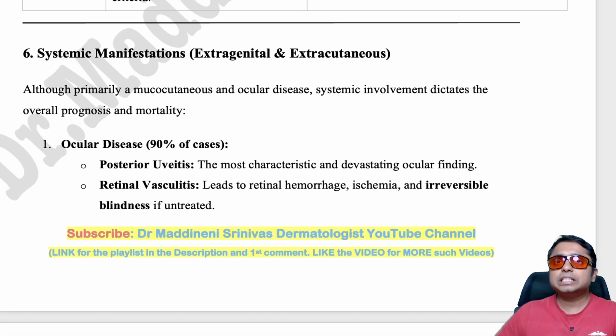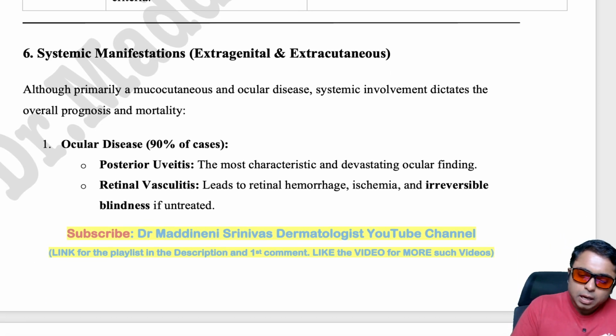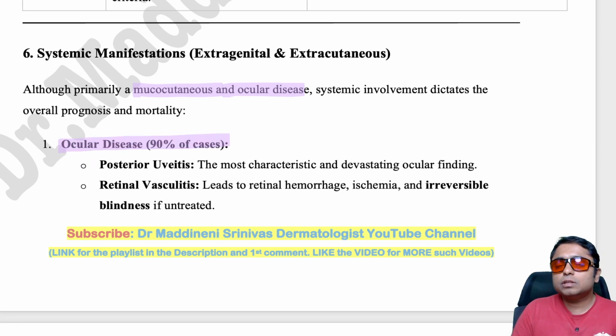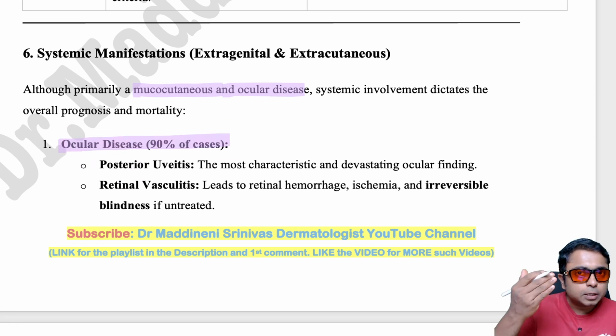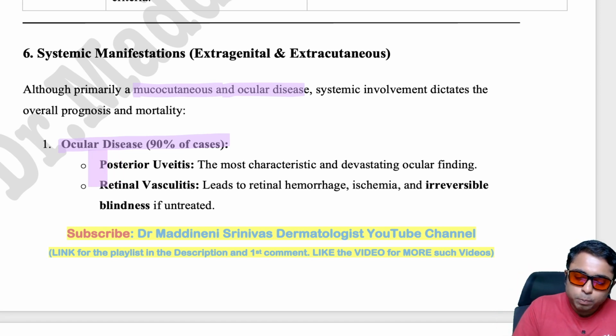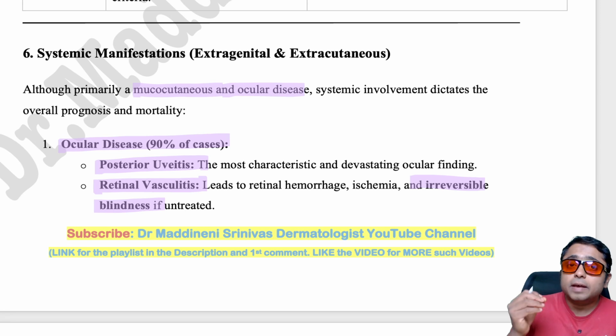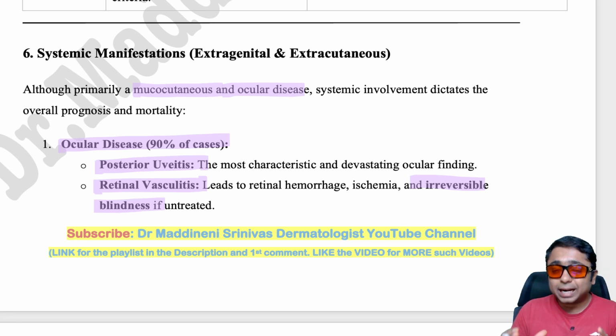Coming to some extra genital and extra cutaneous systemic manifestations, primarily Behçet disease is a mucocutaneous and ocular disease, but there could be systemic involvement. So, the ophthalmological manifestation, the ocular disease, 90% of the cases are going to have this, especially the posterior part of the eye is going to be affected, posterior uveitis will be there, retinal vasculitis which can lead to irreversible blindness if it is not treated. That is why diagnosis of Behçet disease is very crucial. If we cannot diagnose this, or if we delay in the diagnosis of this Behçet disease, then it is going to lead to catastrophic complications.